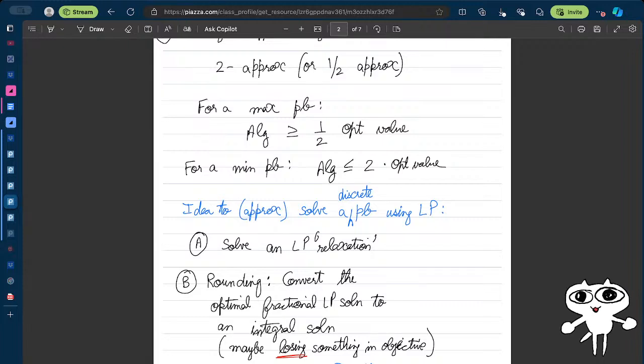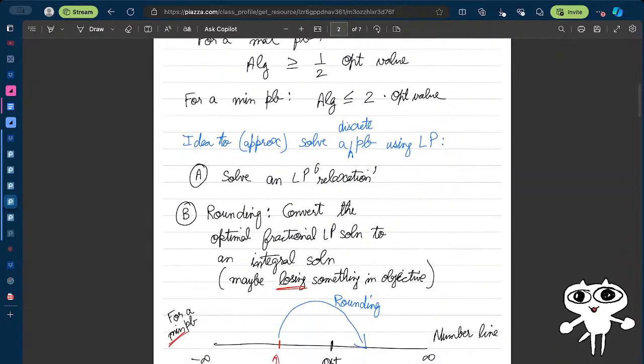Cool. For a max problem, we know ALG is greater than or equal to half the optimal value. For a min problem, ALG is less than or equal to 2 times the optimal value. This is one important thing.